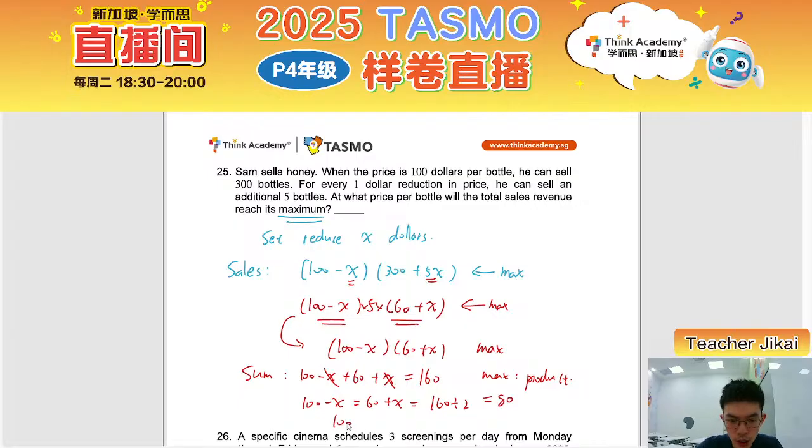So 100 minus x is 80, x here is 20. Or you use 60 plus x equal to 80, x here is also 20. So we reduce $20. So what is the price? The answer here is 100 minus x equal to 80. So $80. Yes, $80 is the final answer.